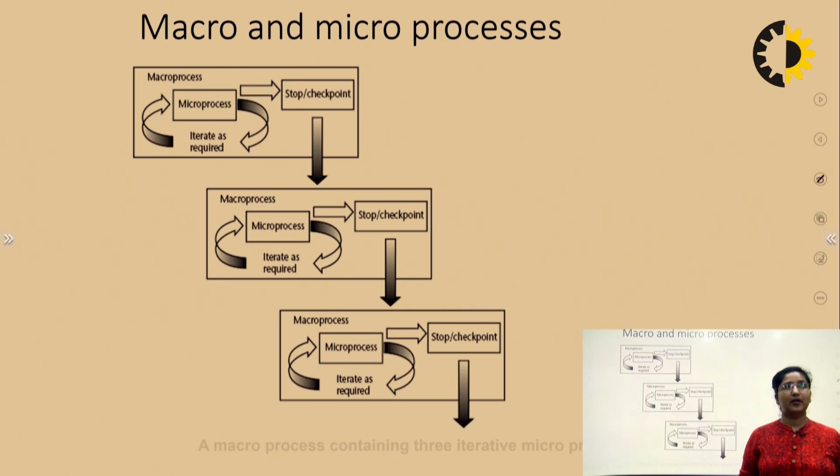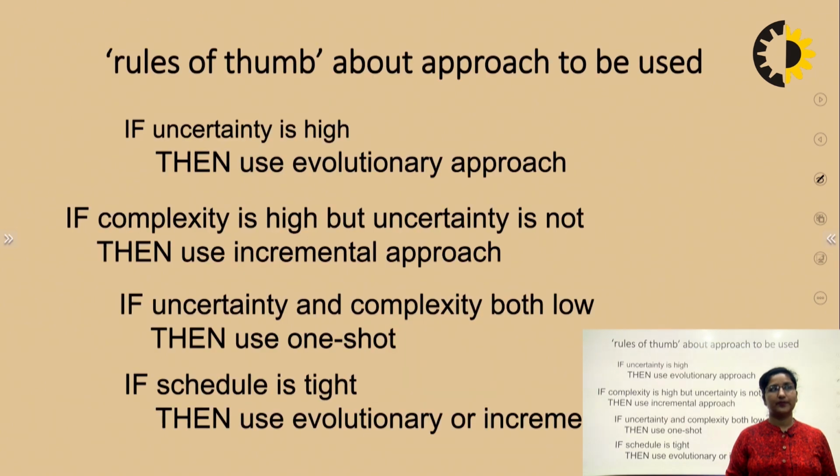So, this is the microprocesses. Microprocesses are there, and we have checkpoints. Similarly, a second process, a second module will be there, again the checkpoint, then we go to the third process, and thereby the cycle continues.